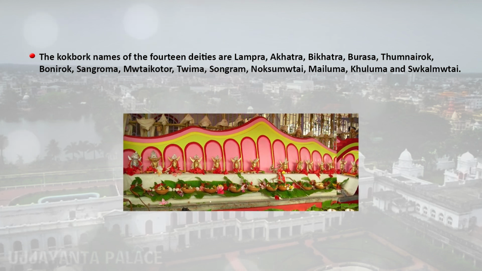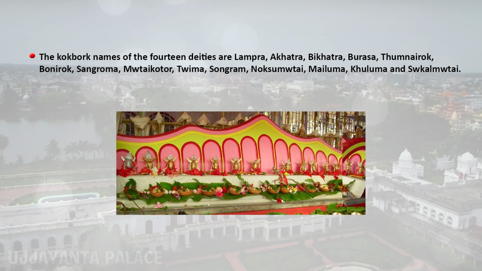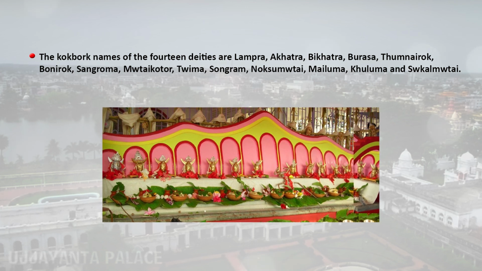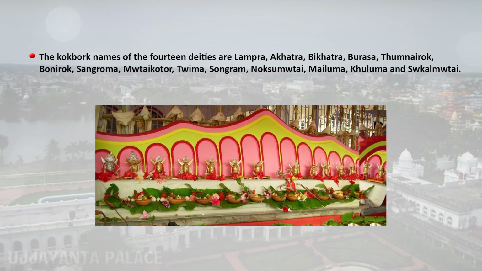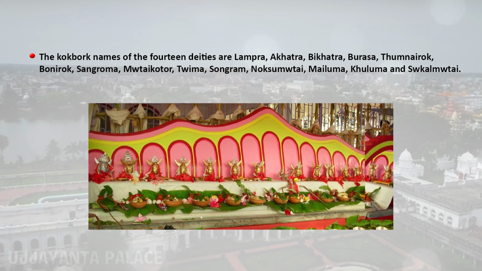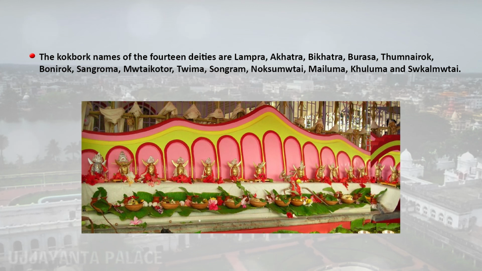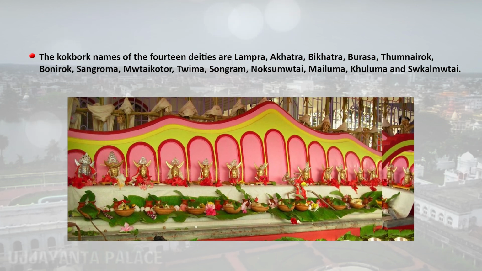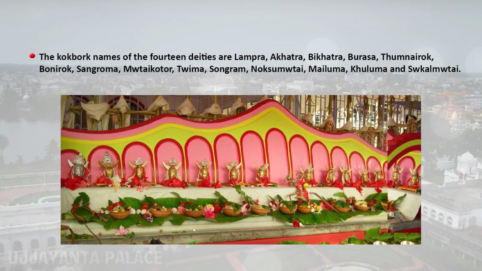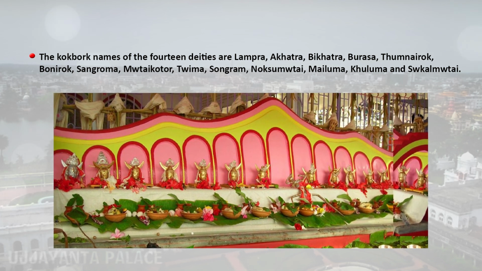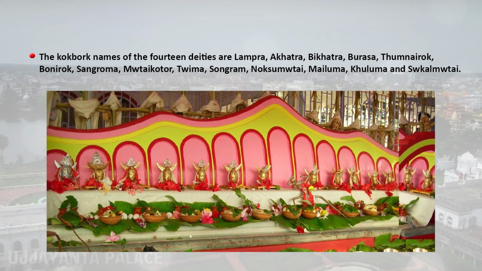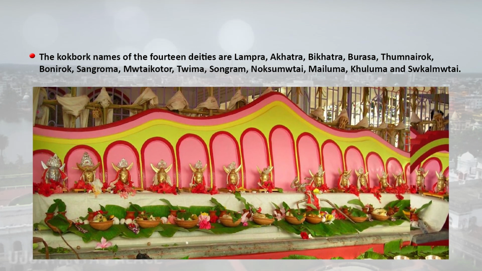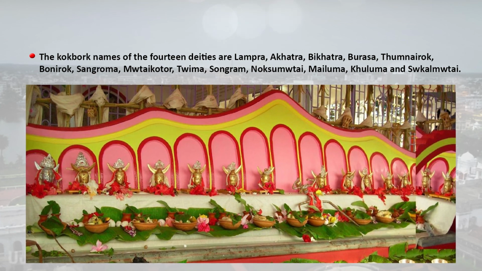Besides this, there is also Choddo Debuta. This Care Puja is one of the most predominant cultural events among the Tripuri community, and there are 14 gods named Lampra, Akatra, Bikitra, Burasa, Thunai Rock, Boni Rock, Songongma, Motai Kotor, Tuima, Songram, Noksuma, Noksu Mutai, Mailukma, Khuluma, and Sakal Mutai. These 14 gods are celebrated together at one place as Choddo Devta, and it is a very important event for all Tripuri communities in their own state.